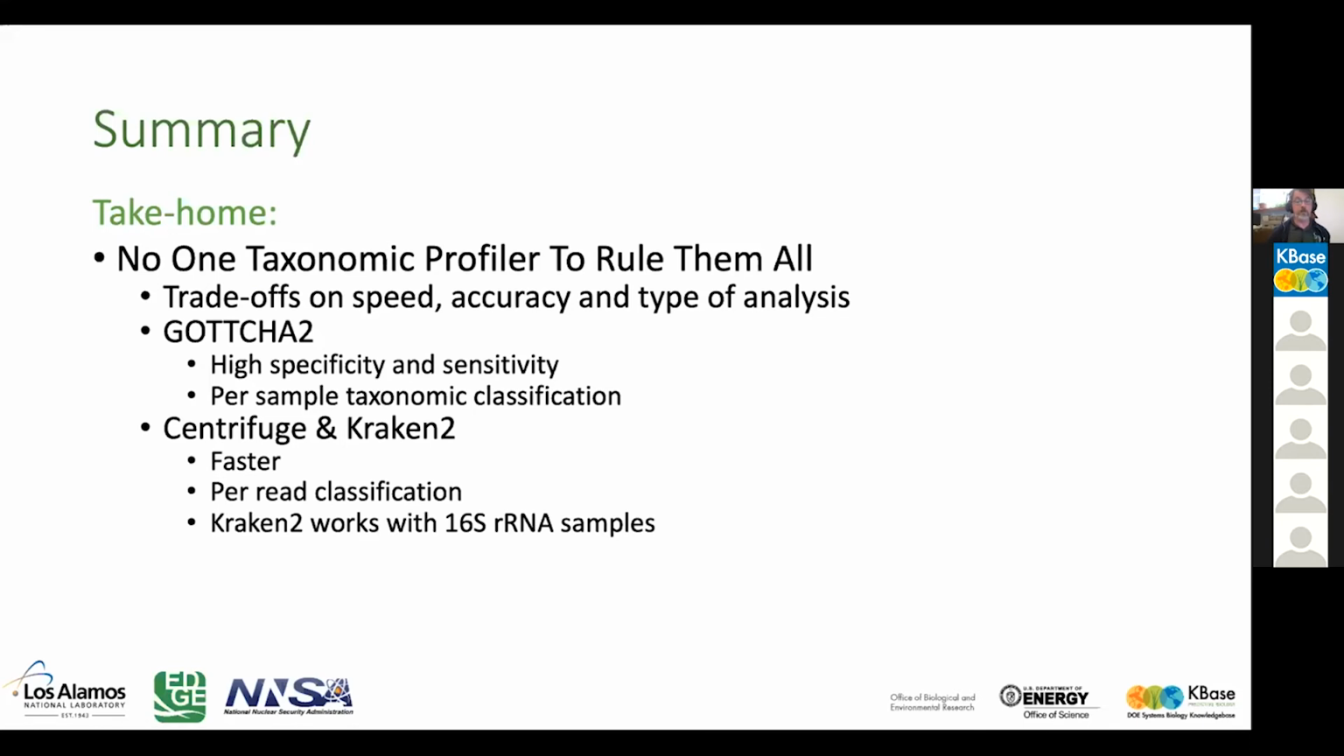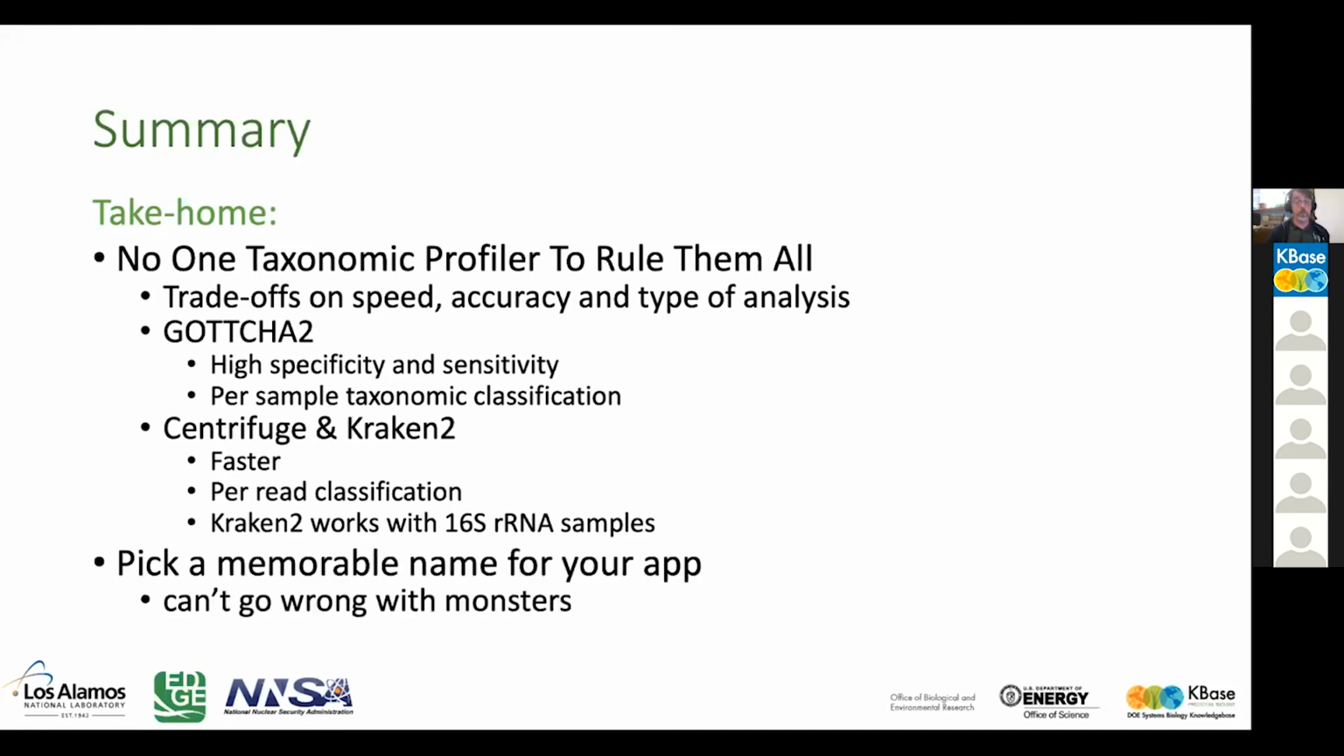Centrifuge and Kraken are a bit faster. Those are meant for per read classification. So if you want to classify every read in your sample, you'd want to use either Centrifuge or Kraken 2. And also, if you have 16S ribosomal RNA, you would want to use Kraken 2. And my suggestion is, if you pick a memorable name for your app, I like Kaiju and Kraken because you can't go wrong with monsters.